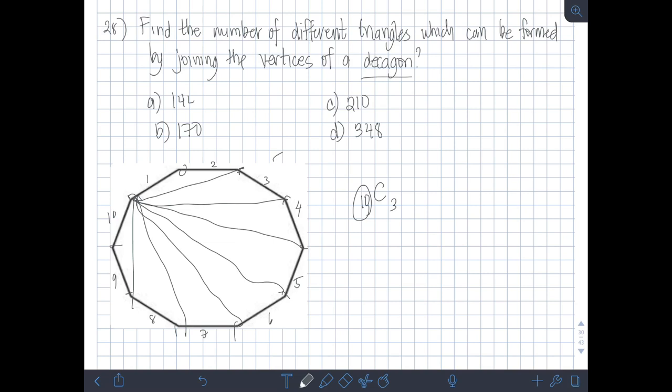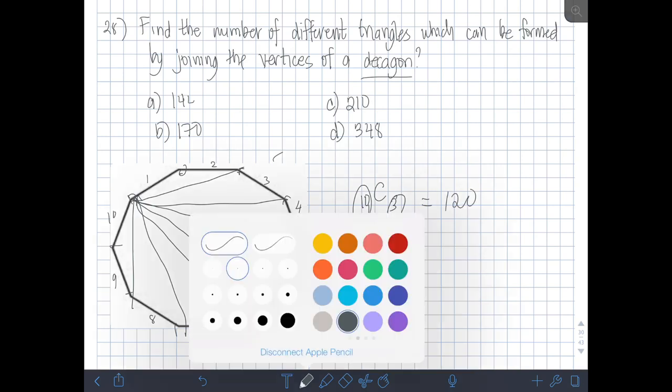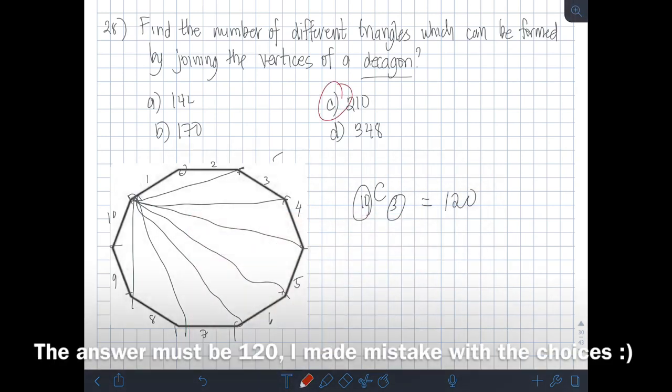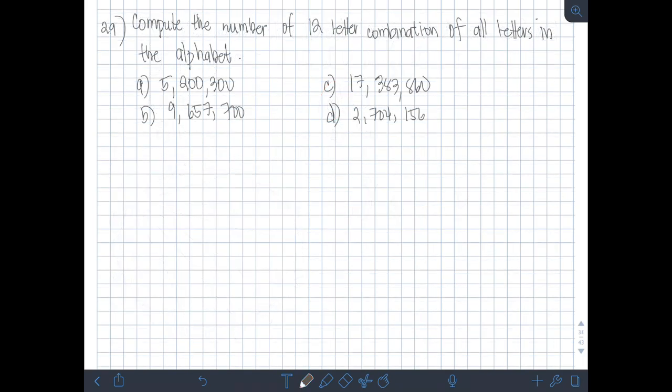Yung 10 kasi yun yung number of vertices ng decagon. Tapos, 3 kasi bubuo tayo ng triangle. So, yung number na pipiliin natin doon sa 10 ay 3 kasi triangle has 3 sides, right? So, therefore, the answer is 10C3 lang, which is equal to 120. Okay? Letter C.